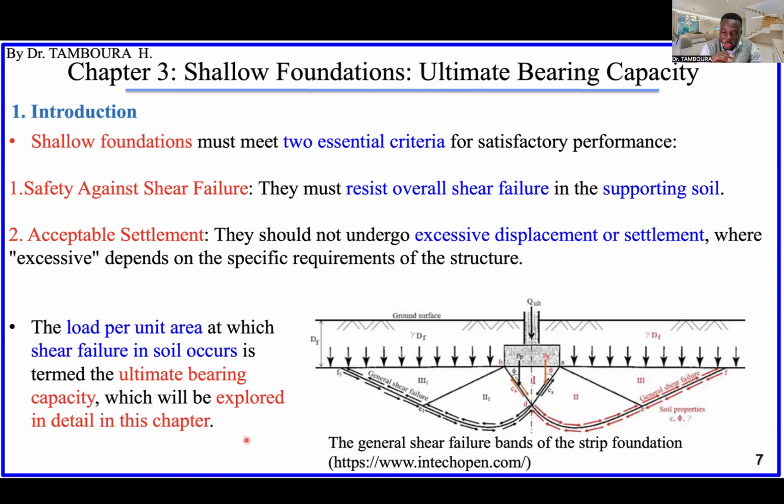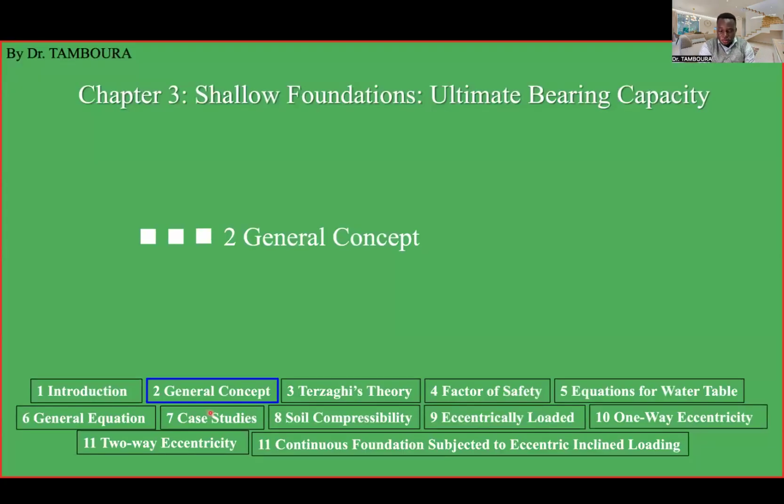Okay, the ultimate bearing capacity. It means this force coming here divided by the area of the footing. This is the load per unit area. And the load that will correspond to the failure of the ground beneath the footing, this is what we are calling ultimate bearing capacity. So I hope from now on, when we say ultimate bearing capacity, you will understand what we are referring to.